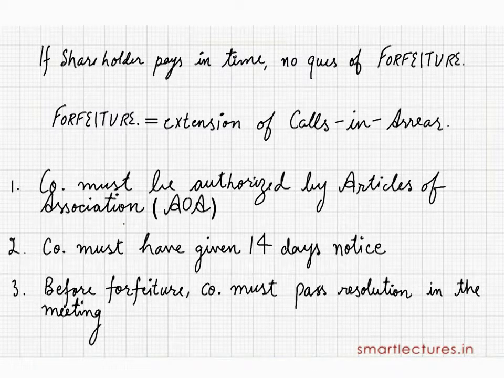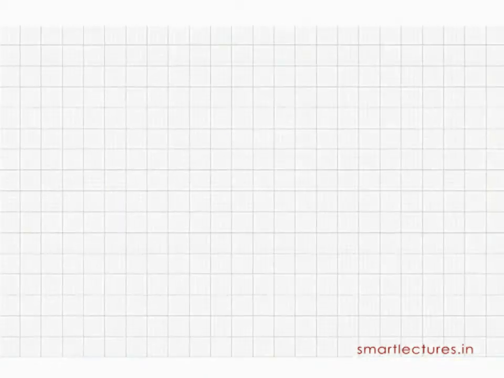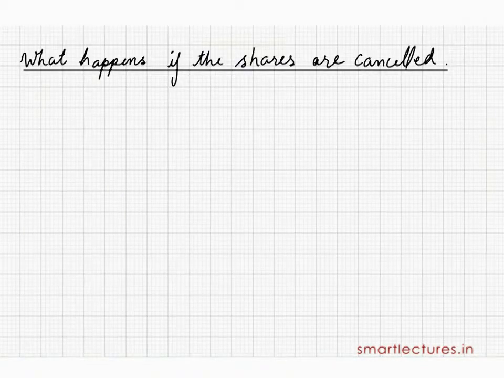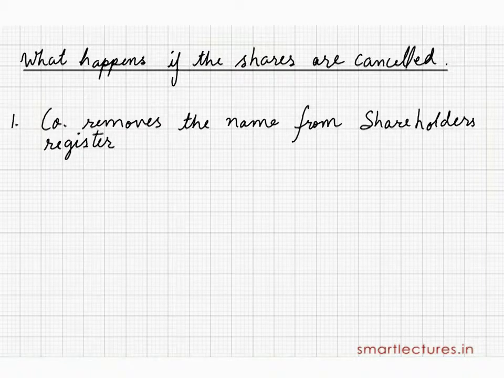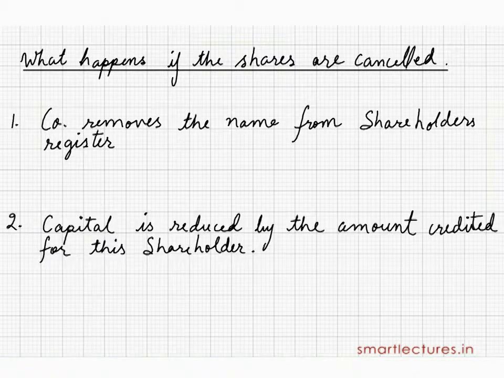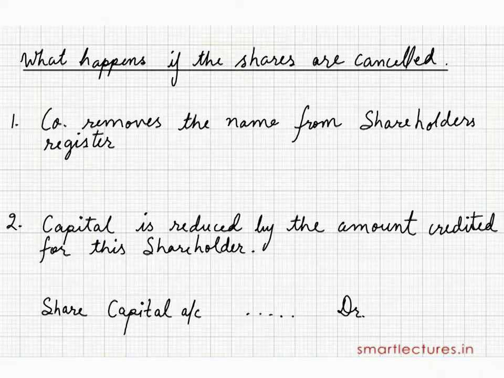Now the question is, what happens if the shares are cancelled? Number one, the company removes his name from the register of shareholders. And number two, the capital is reduced, whatever they have credited for this shareholder. I mean to say, the share capital account will be debited at the time of forfeiture. Okay, let me explain this situation with this question.